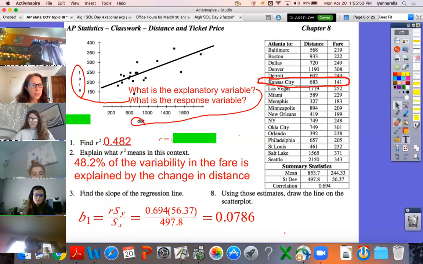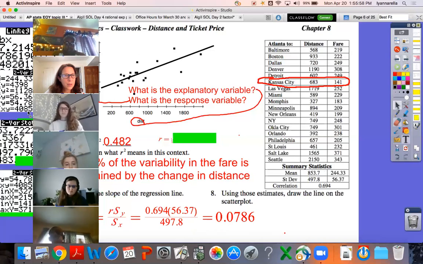Chat room, any questions? It's so hard to move everything around to get everything in the right side. Nope, I don't see any questions in chat, so I'm going to keep moving.